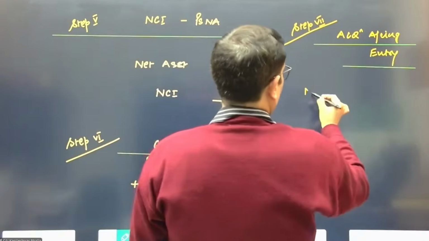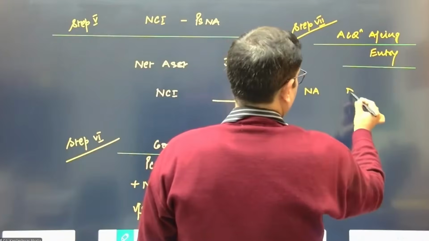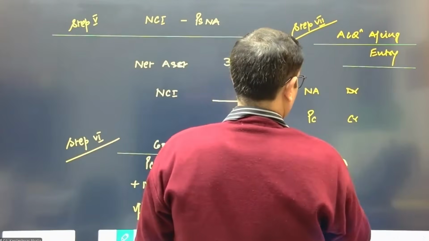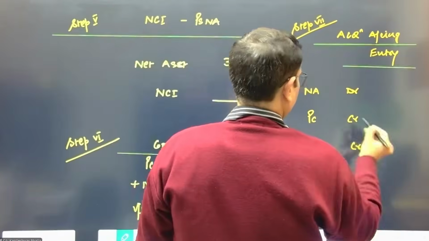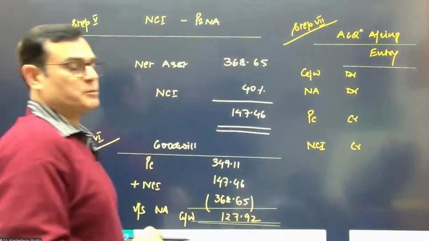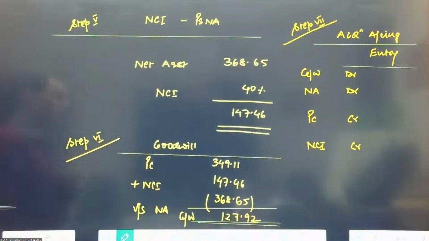So we take care of the net assets. Then there is a purchase consideration. There is an NCI. And we get the goodwill on the debit side. We'll just pick up these figures and put them across.